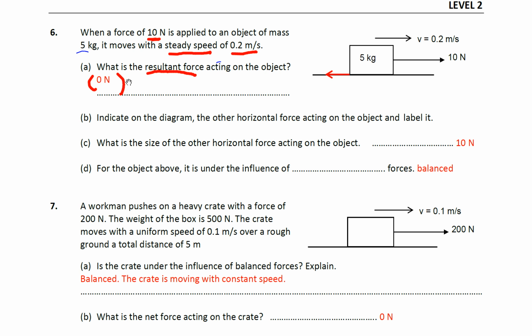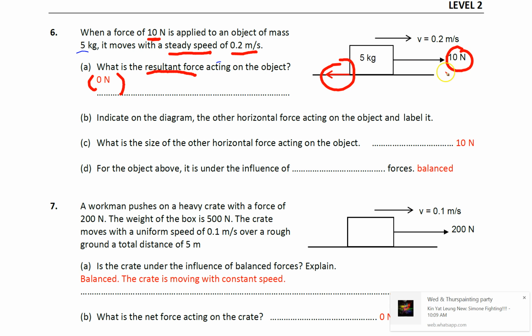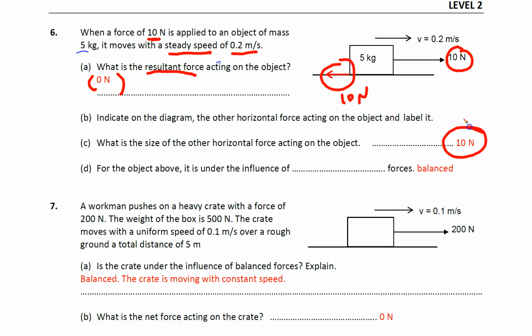Part B, indicate on the diagram the other horizontal force acting on the object and label it. Okay, so we can see that the other force is actually acting opposite to the 10 Newton force, because if I have a pushing force of 10 Newton, the opposite force should counterbalance it, which is also 10 Newton, which is the answer for part C.